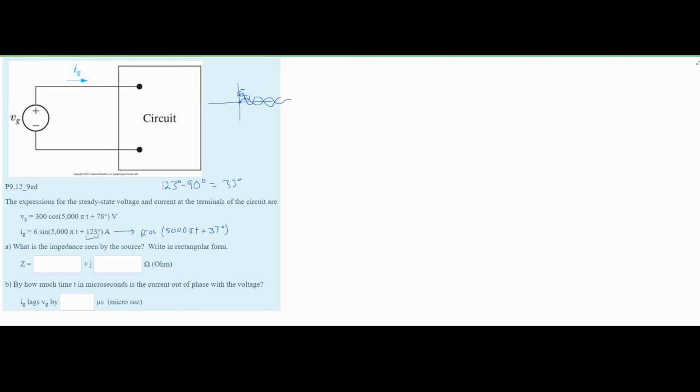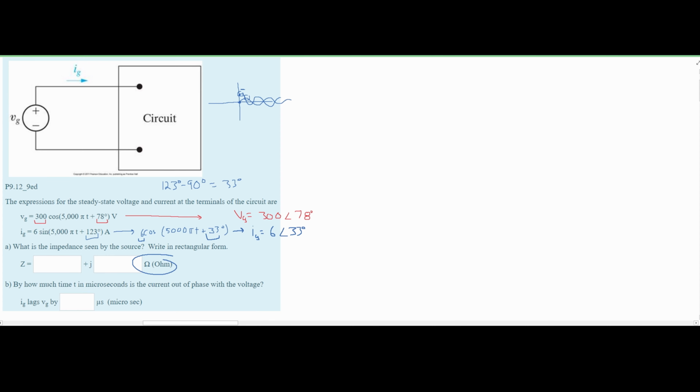Now we are going to look at both of these and derive two things. We're going to get our Vmax and our phase angle right here. When we write this out, we are going to get that our V of G is equal to 300 with our phase angle, and that is going to be 78 degrees. And this will represent this function. Now we are going to look at the bottom part. Our I of G here is going to equal, in front of this we have a 6, so we'll have 6 angle 33 degrees that we found, so this is 33 degrees.